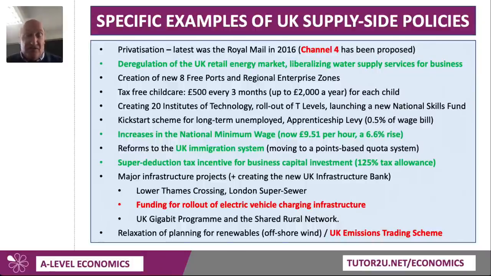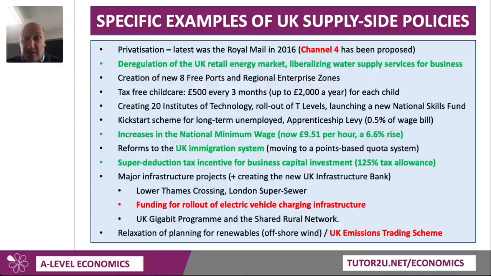They've created 20 institutes of technology, the new T-levels, Bricklaying, etc., which are equivalent to A-levels. They've launched a new national skills fund. There's the kickstart scheme for long-term unemployed. People have been out of work for at least a year. The government brought in the apprenticeship levy, where businesses of a certain size have to put 0.5% of their wage bill into a fund to fund training. It hasn't necessarily been successful.